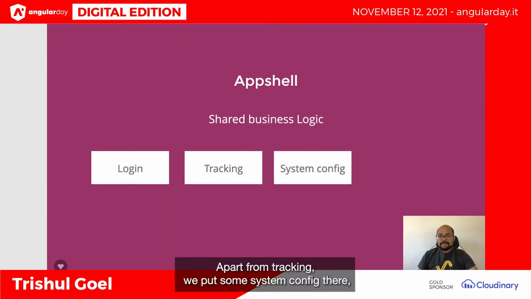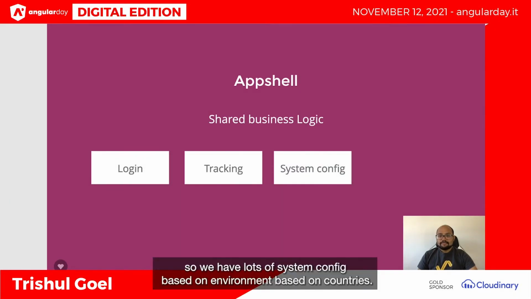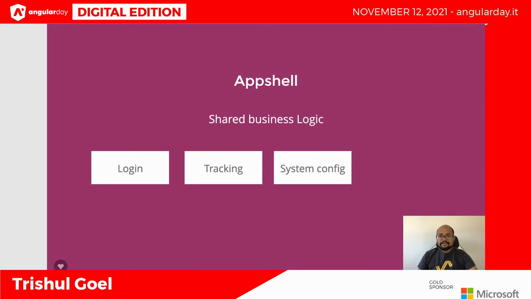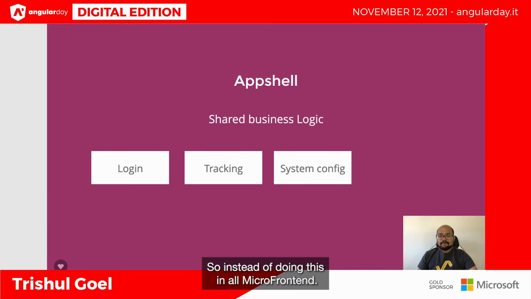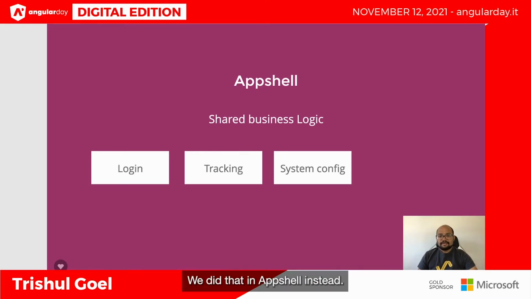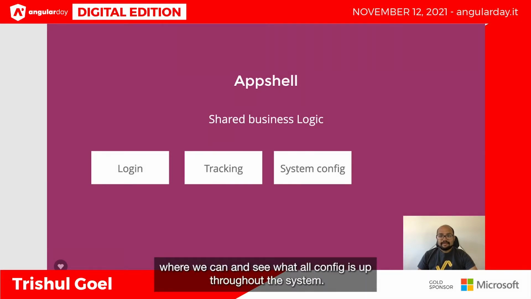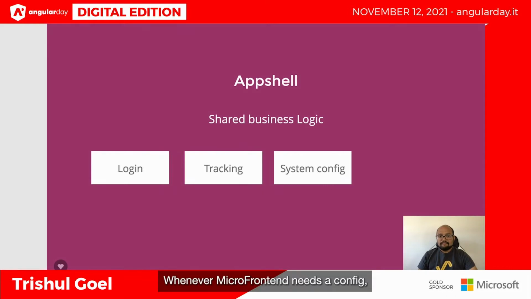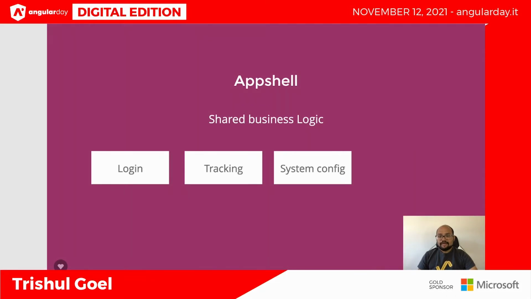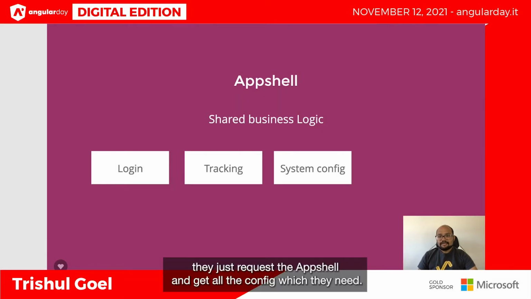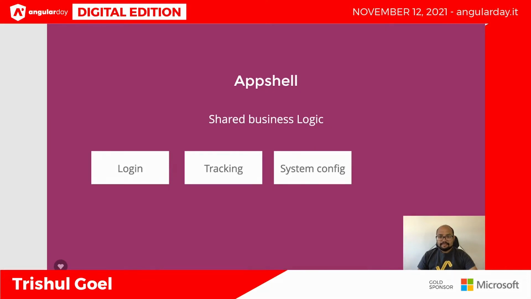Apart from tracking, we put some system config there. We have lots of system config based on environment and based on countries. So instead of doing this in all micro frontends, we did that in the Appshell. So we have a single place where we can see what all config is served throughout the system. Whenever a micro frontend needs a config, it just requests the Appshell and gets all the configs it needs.